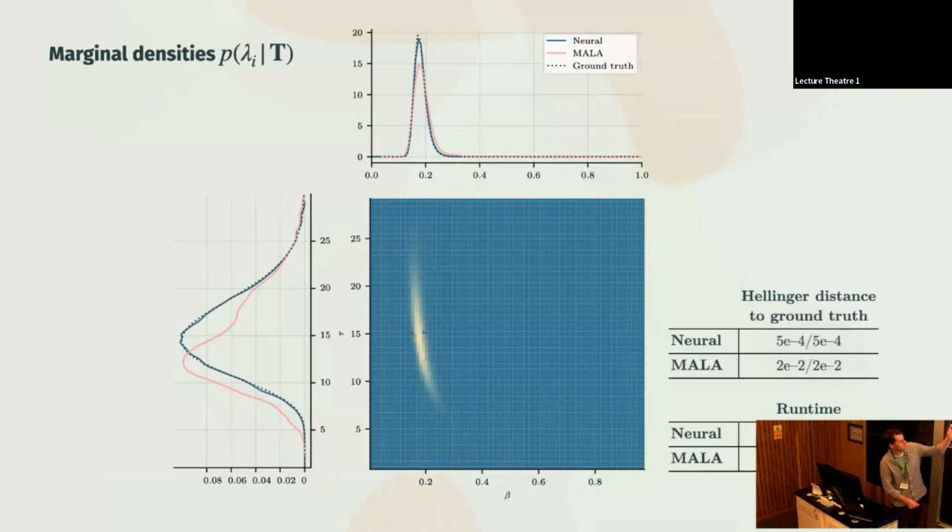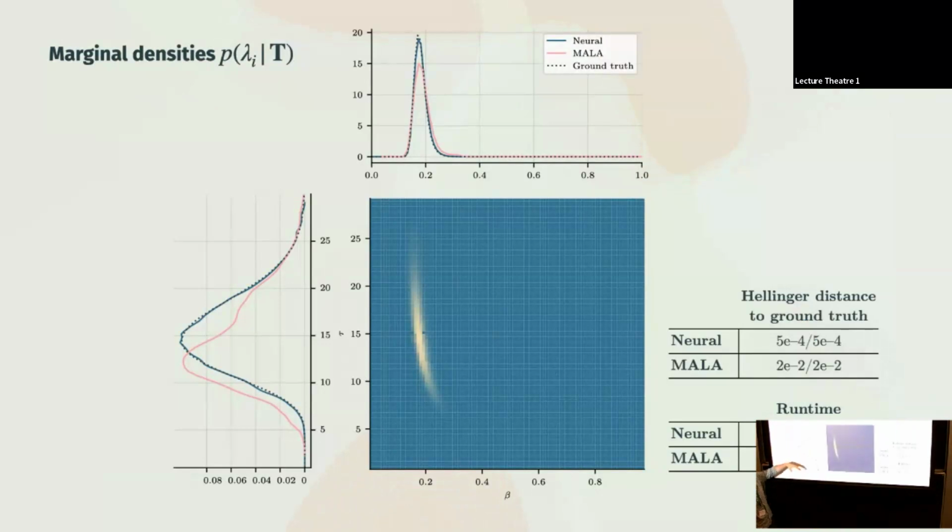So we get this is the ground truth, and these are the estimated marginals on the parameters. The blue line is the neural estimate. The pink line is an MCMC estimate using a Langevin scheme, the Metropolis adjusted Langevin algorithm. And the dotted line is the ground truth, and the neural network finds the marginal distribution on the parameters pretty much exactly, orders of magnitude better than an MCMC scheme.